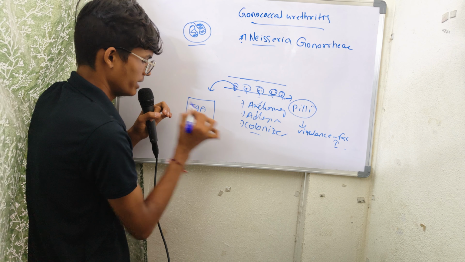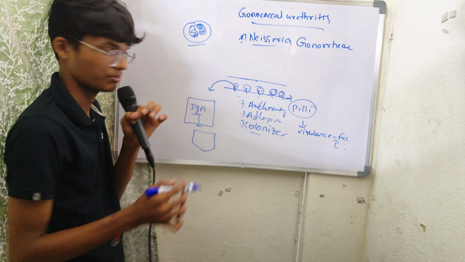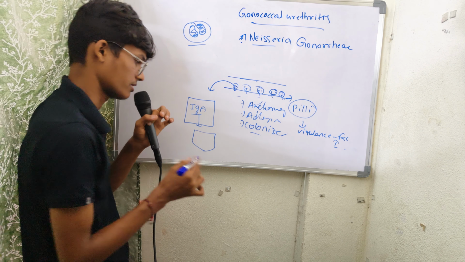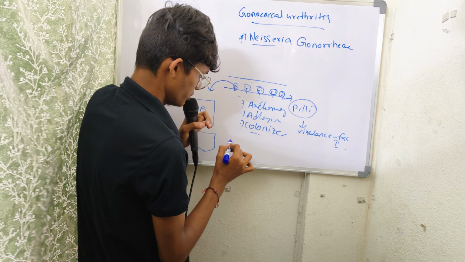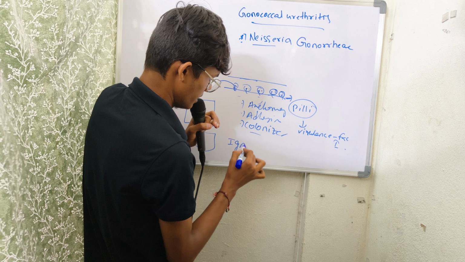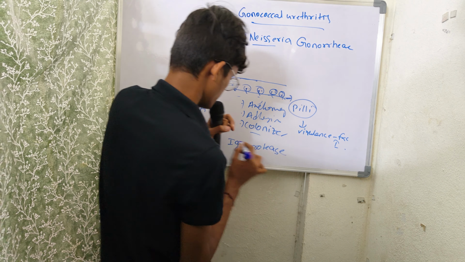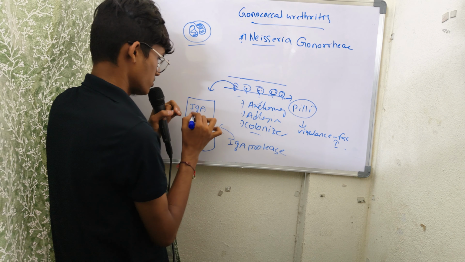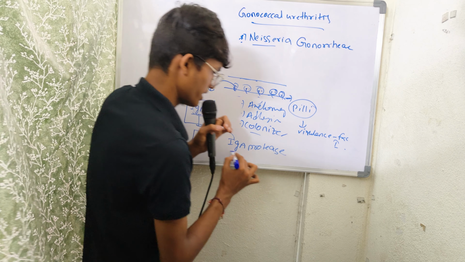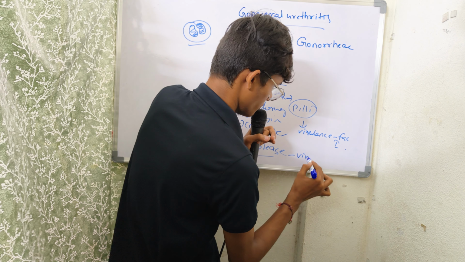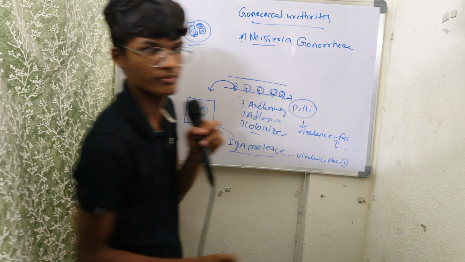Then there is one more thing. In the normal mucosa, there is IgA, immunoglobulin A, which protects the mucosa from infections. But Neisseria gonorrhoeae produces IgA protease. This destroys the IgA, so the defense mechanism is lost. So we can take this as virulence factor 2.